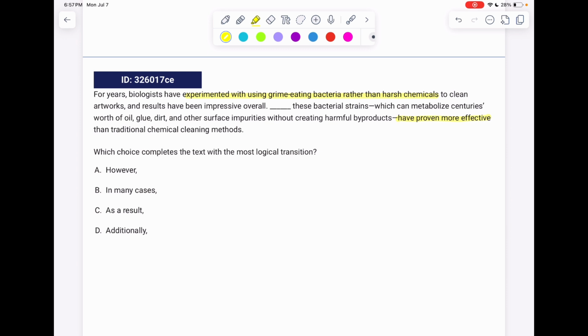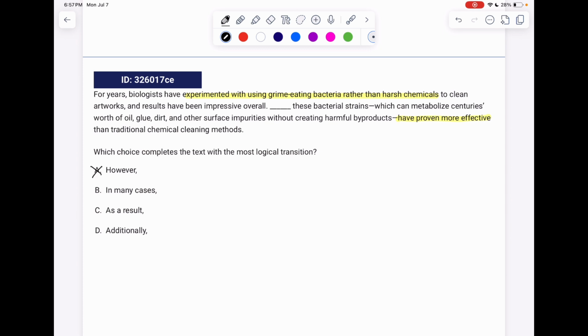So let's see if we can look at our answer choices and eliminate the wrong ones. Again, don't put pressure on yourself to land exactly on the right one. You might not have guessed the right answer choice, and that's not important. The important thing is to know what you're looking for so you can get rid of what you're not looking for. So answer choice A would be incorrect because this gives us a contrast. We'd say we're experimenting with this, but now we're not experimenting with this, or but it was bad, or something like that. We don't want a contrasting transition word here because that includes a disagreement. But this sentence actually agrees with the previous sentence. Both claim that grime-eating bacteria are better at cleaning artwork than chemicals. So that one is out.